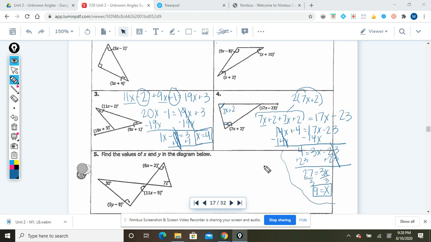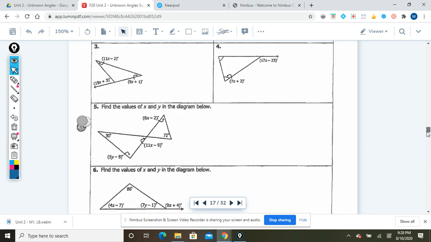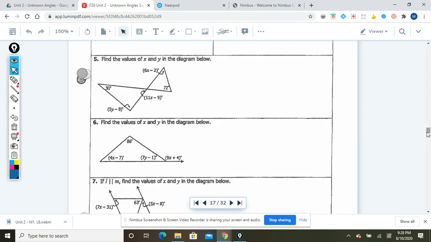I stole some room from this problem. Okay. Now if we look at number 5, it wants us to find x and y.